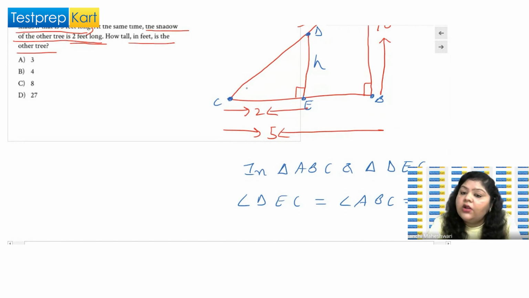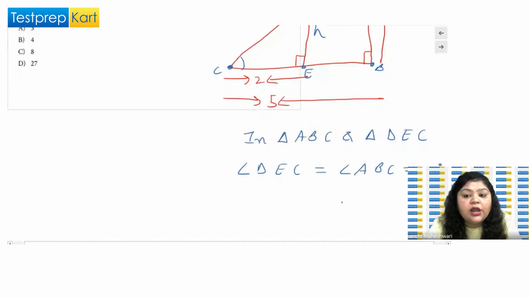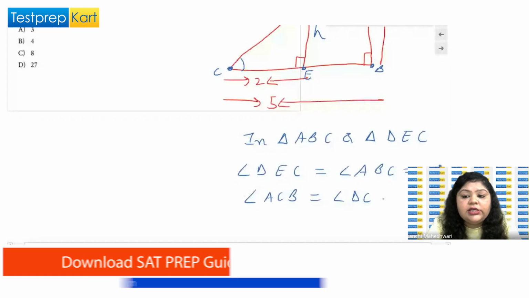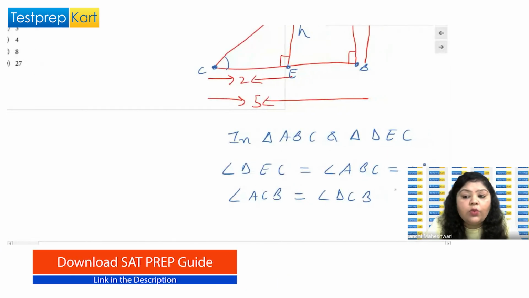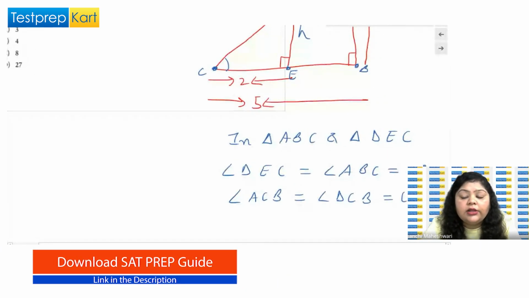Now have a look. Can I say this angle C is common between these two? So of course I can say angle ACB equals angle DCE. Why so? Because they are the common ones. So let me just write down that they are the common one.